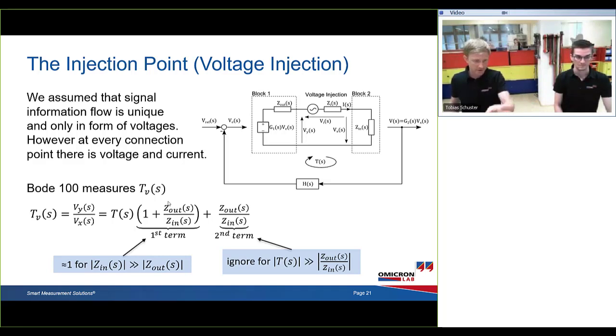And this first term is roughly 1 and the second term is roughly 0 if this is a high ratio, or if the output impedance is a lot smaller than the input impedance, and if the loop gain that you want to measure is bigger than that ratio.